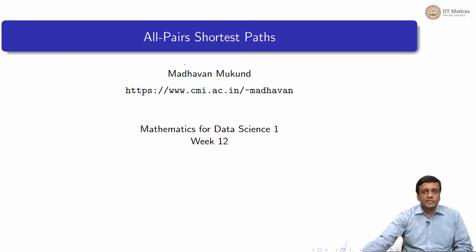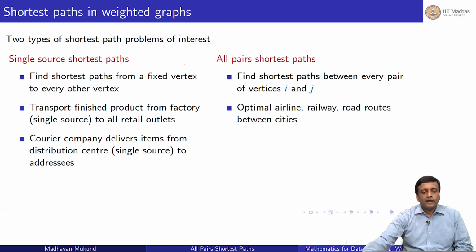So we are looking at shortest paths in weighted graphs. And we said that there are two types of problems that we might look at in terms of shortest paths. The one that we have looked at already is called the single source shortest path problem, which asks you to find the shortest path from some designated starting vertex, the source vertex, to every other vertex.